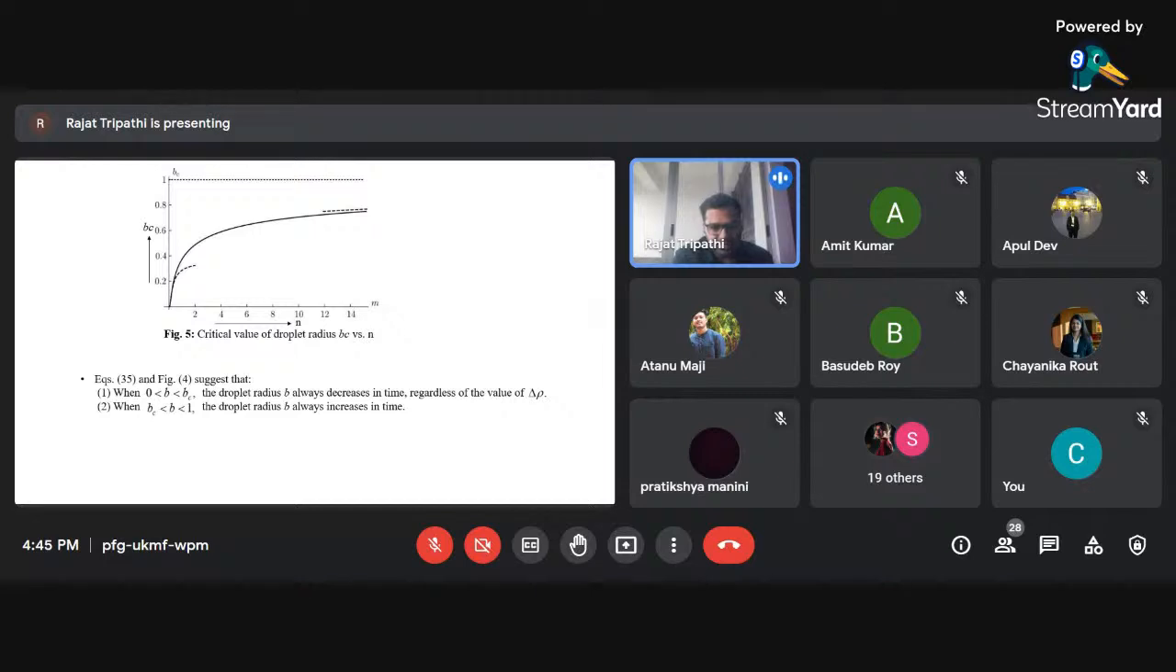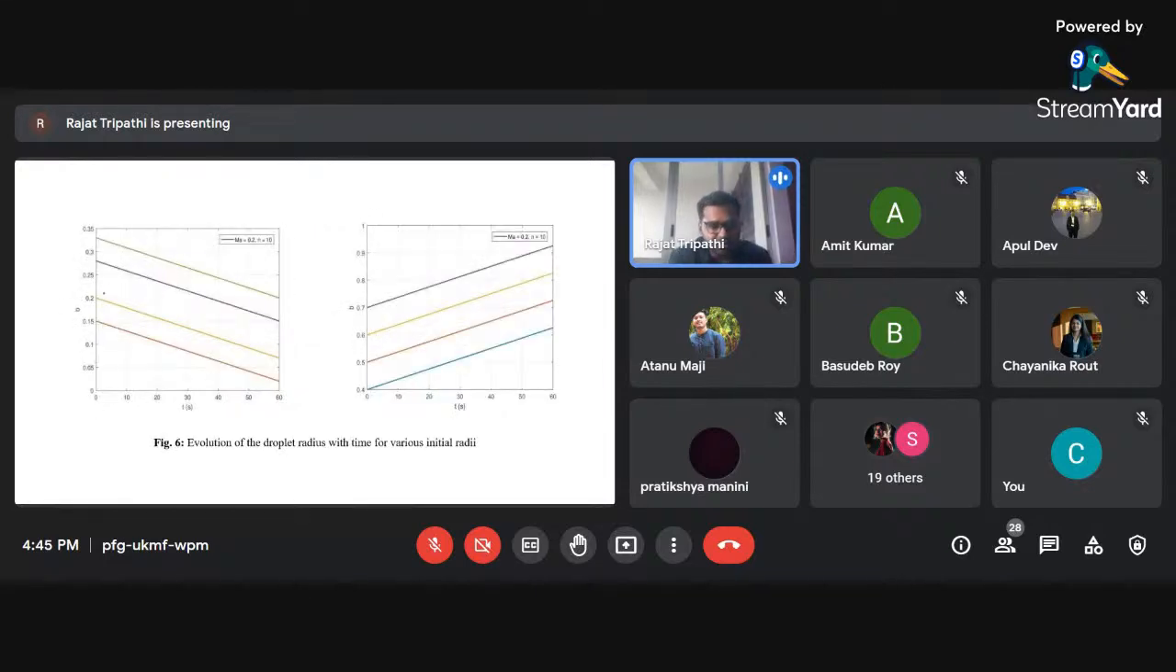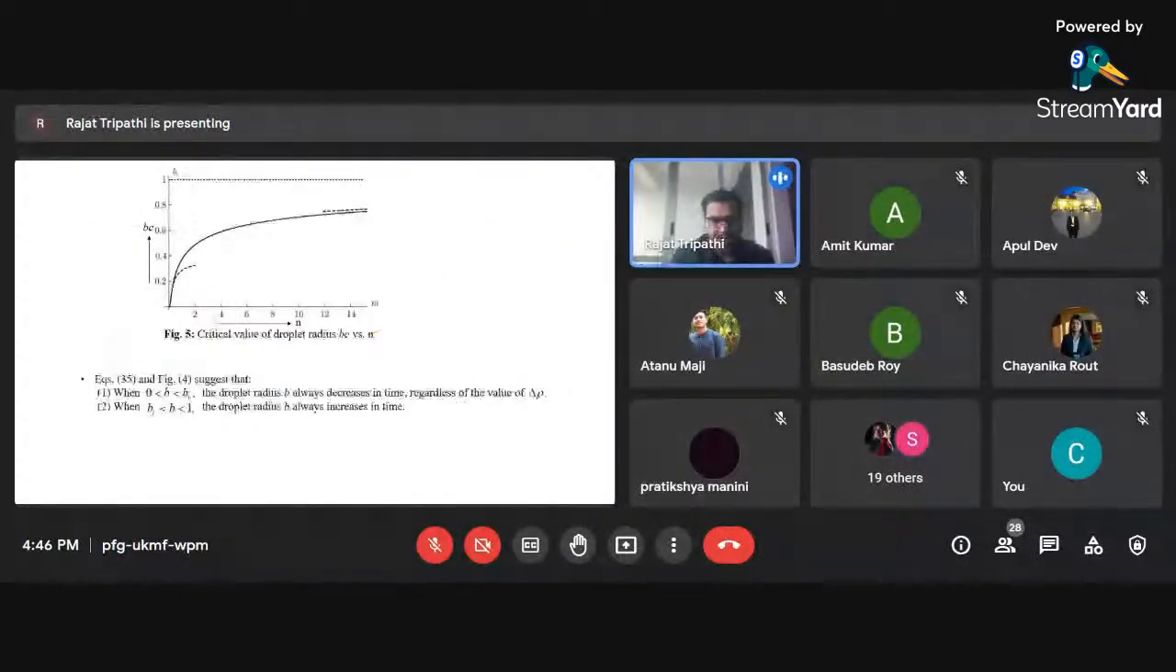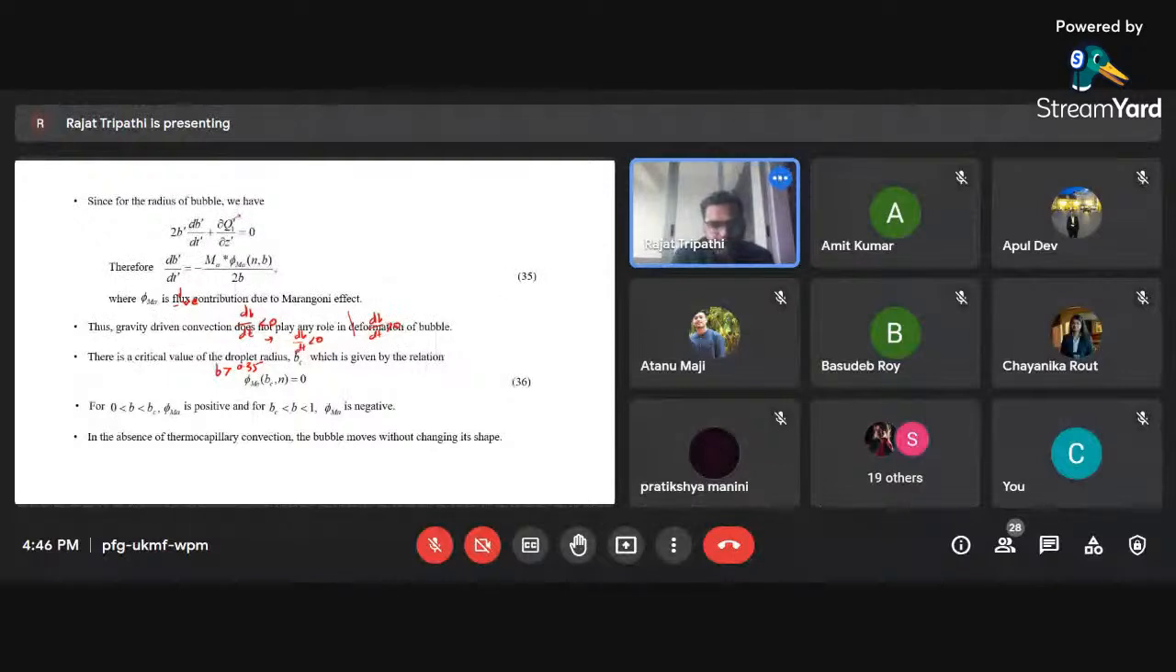Okay, so there is this graph plotted for the radius of the bubble. This is plotted when b is between 0 and 0.35, and we see that when time increases, the radius of the bubble decreases. And this is plotted when b is greater than 0.35, and we see that the radius of the droplet increases with time.